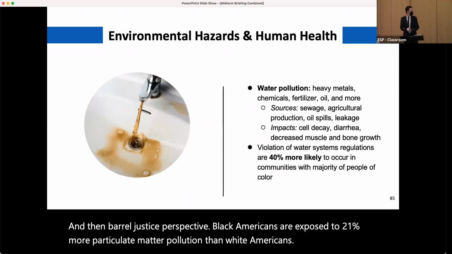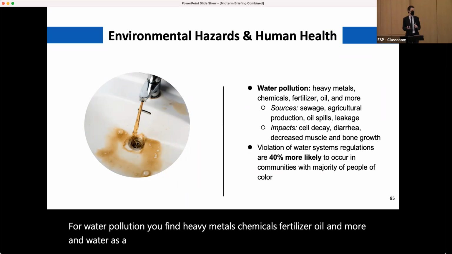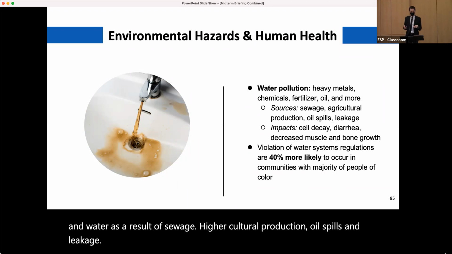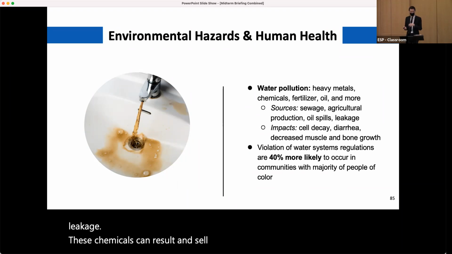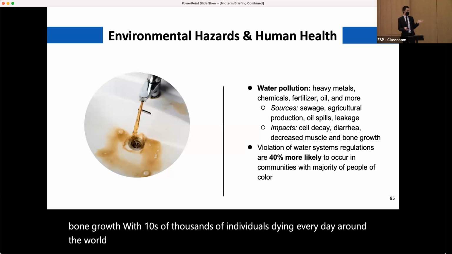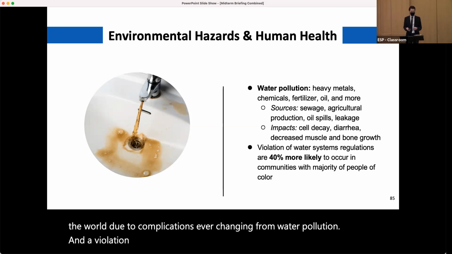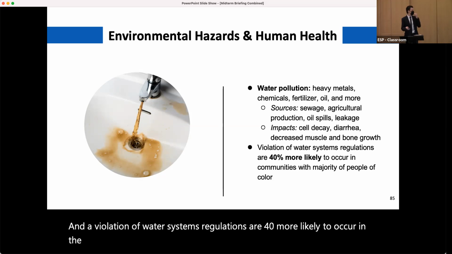For water pollution, you find heavy metals, chemicals, fertilizer, oil, and more in water as a result of sewage, agricultural production, oil spills, and leakage. These chemicals can result in cell decay, diarrhea, decreased muscle and bone growth, with tens of thousands of individuals dying every day around the world due to complications originating from water pollution. And violations of water systems regulations are 40% more likely to occur in the US in communities with a majority of people of color.